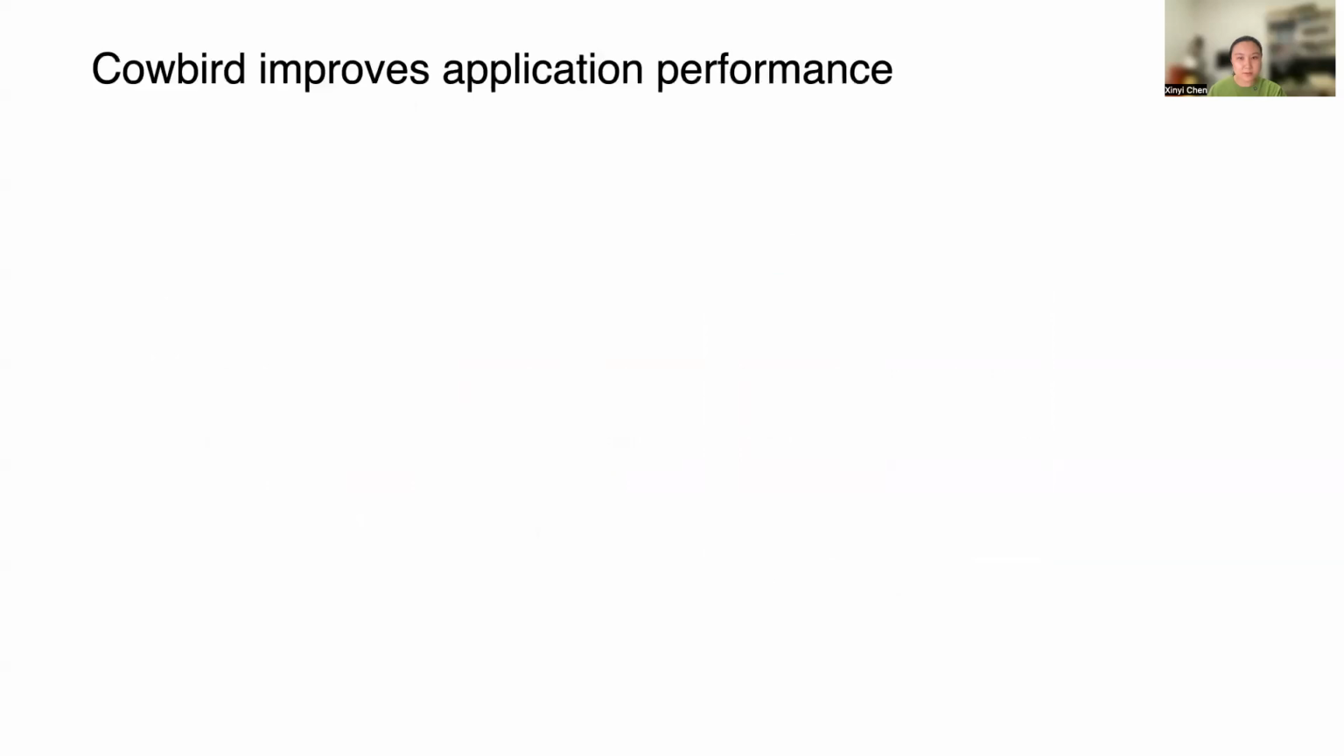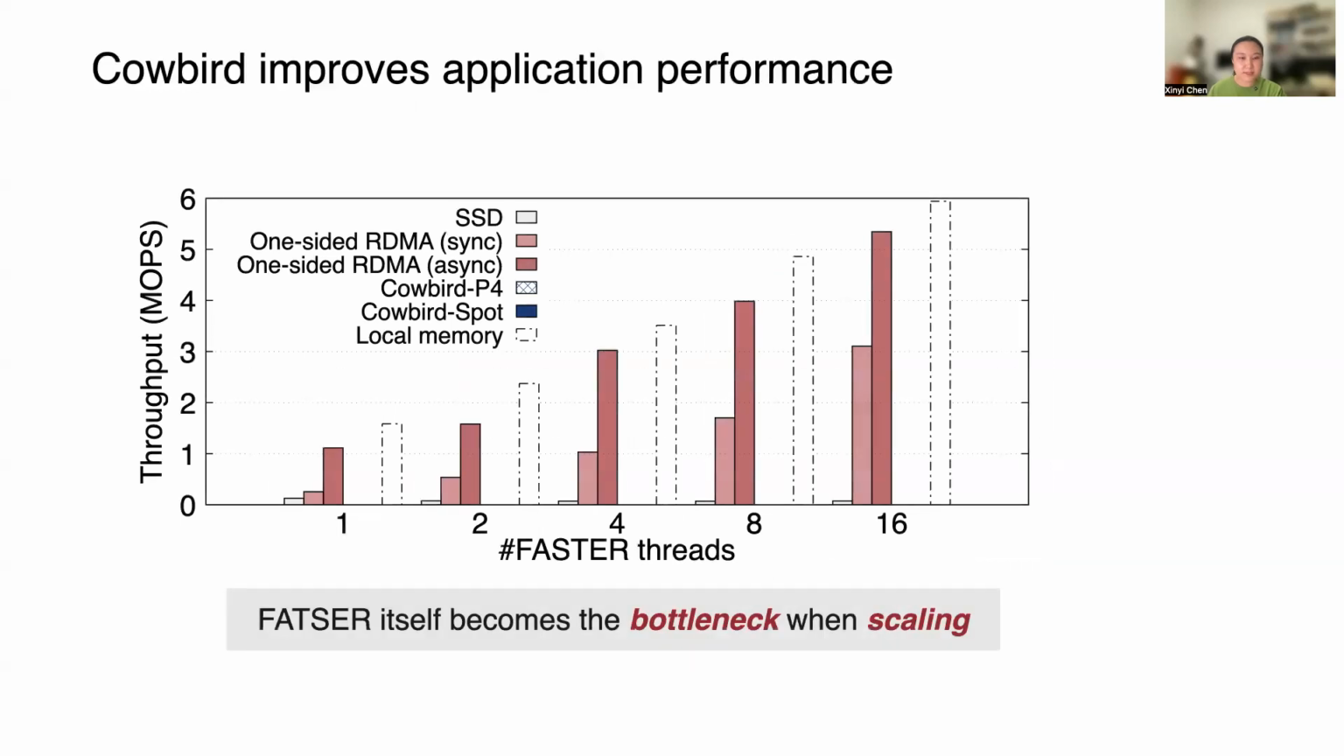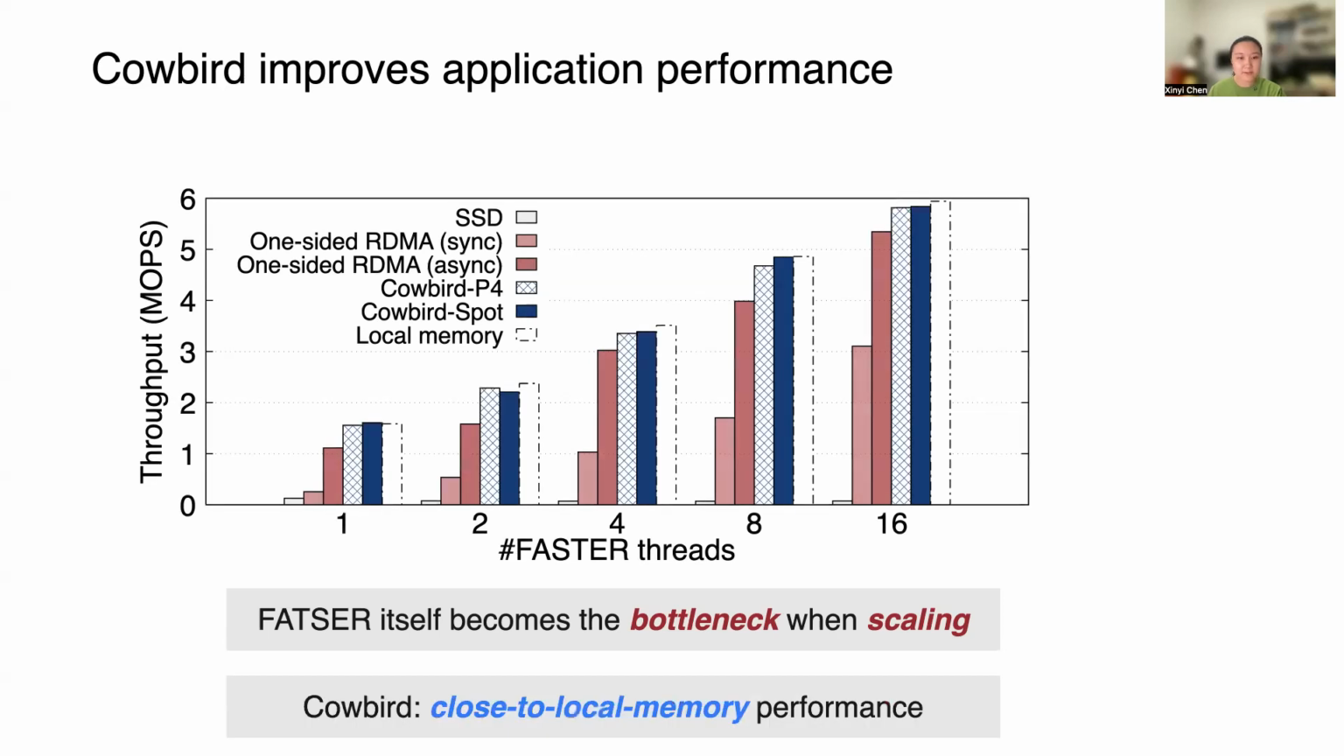We further measure the throughput of FASTER with the different baselines versus Cowbird. The white bar is the performance of the local memory baseline, also the performance upper bound in this evaluation. Compared with local SSD, the results show that using remote memory can achieve significantly better performance. One thing to note here is that when the threads scale, FASTER itself becomes the bottleneck. So the gap between one-sided RDMA and local memory gets smaller. However, we still see that Cowbird can achieve almost the same performance as local memory.